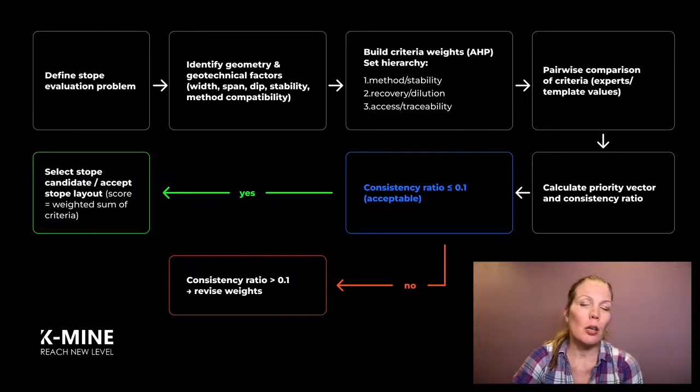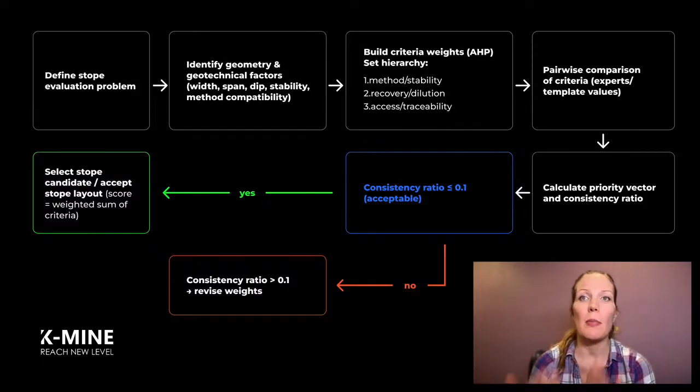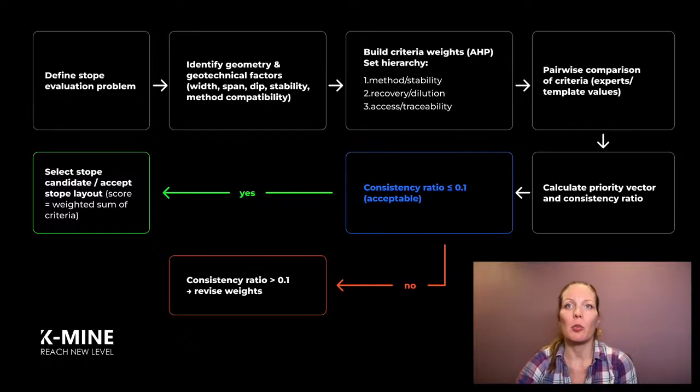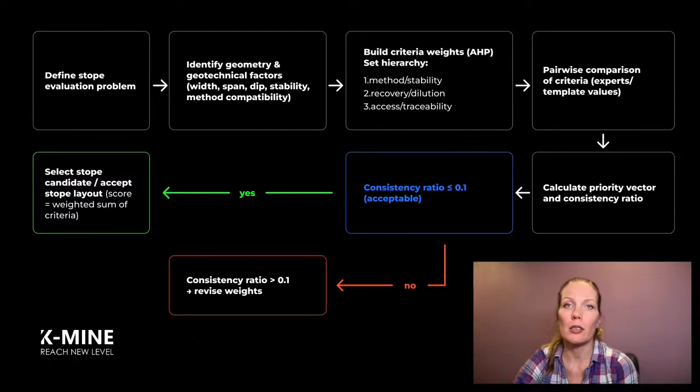Even at the purely geometric level, we already have several conflicting objectives: minimize dilution, maximize recovery, maintain the recommended span for the selected mining method, and preserve a workable stope orientation. This is a typical case for MCDM methods, where you can build an AHP criterion hierarchy where compatibility with the mining methods and stability sit at the top level, recovery and dilution at the second, and the ease of routing accesses at the third. The geometric candidate is then evaluated not by a single metric, but by a weighted sum.